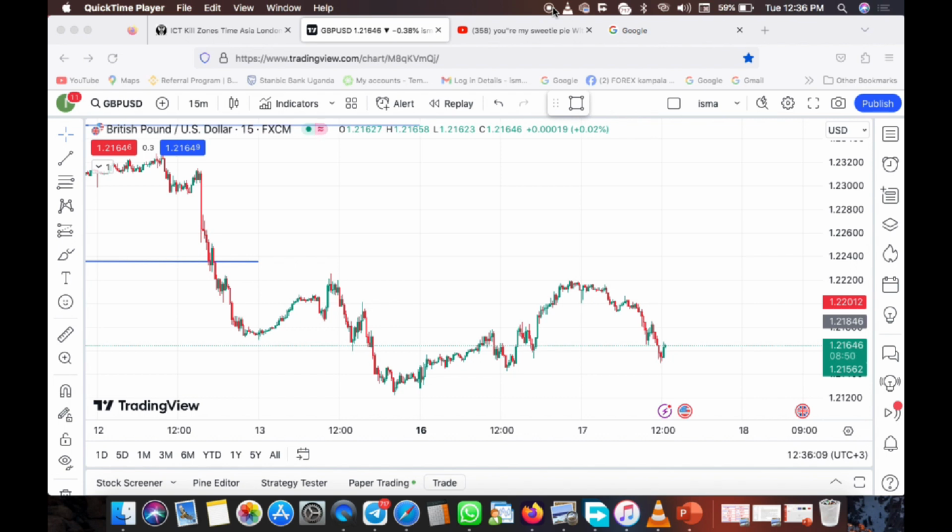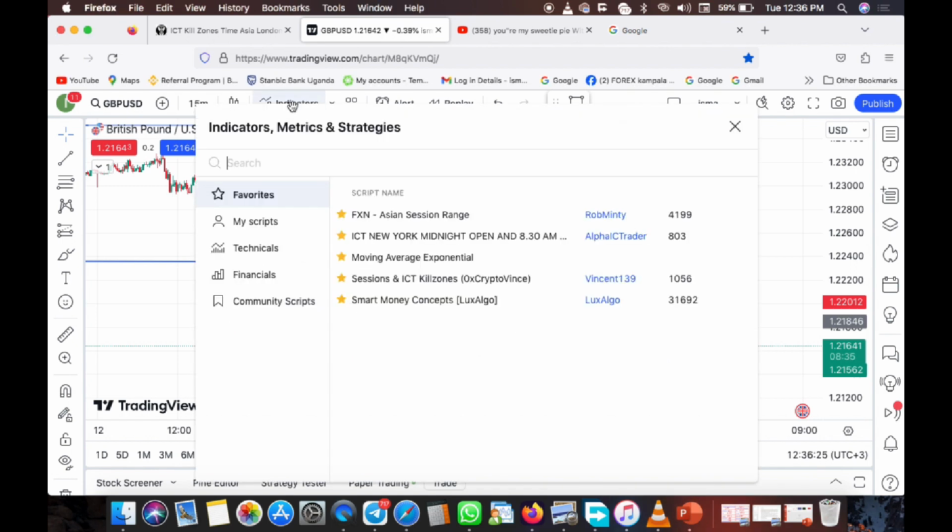Now, when it comes to your trading platform, especially TradingView, we're going to be using an indicator called, let me show it to you. So you come to indicators here. It's called Sessions stroke ICT Killzones Vicent 139. So you may just go and put Vicent 139. It's the indicator that we're going to be using.